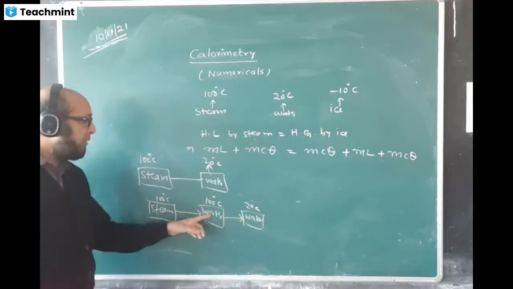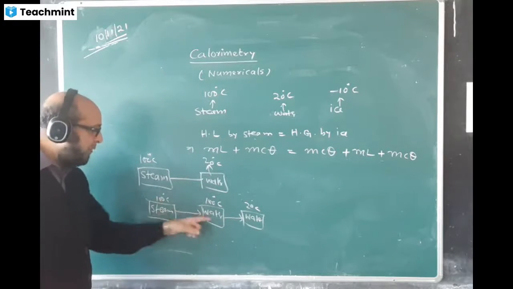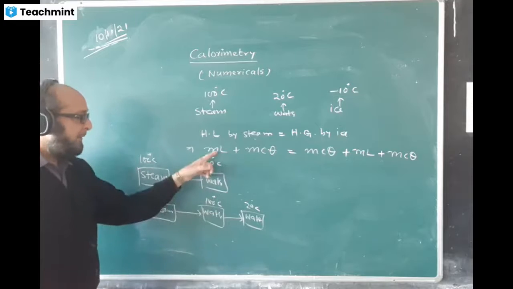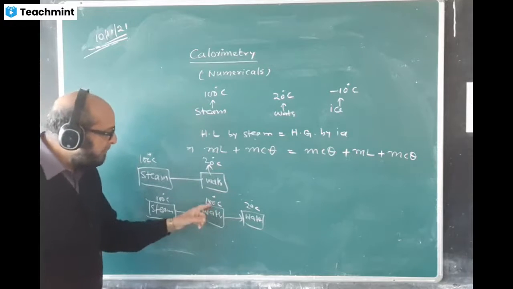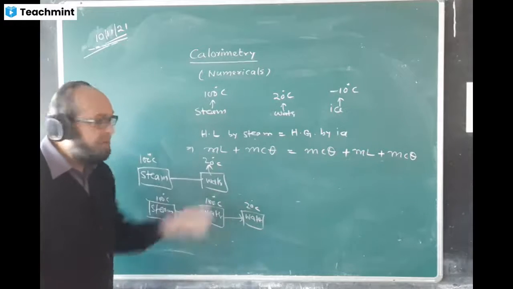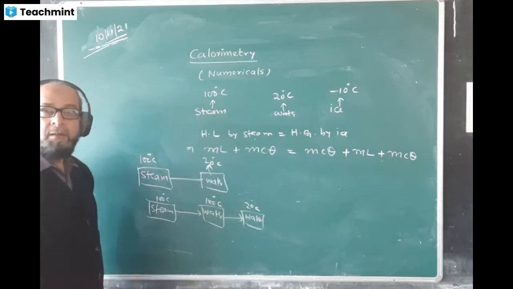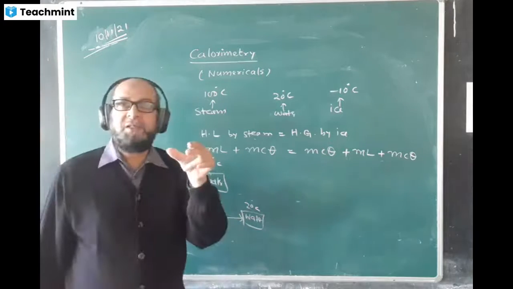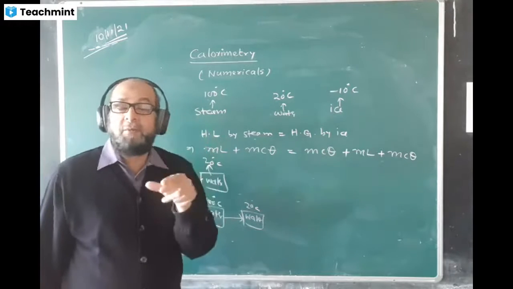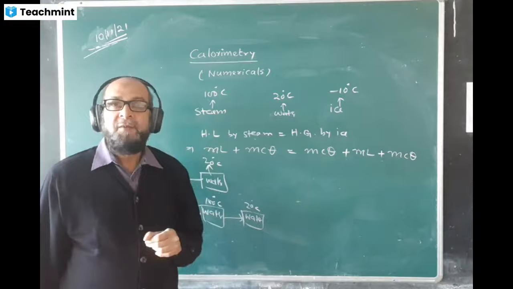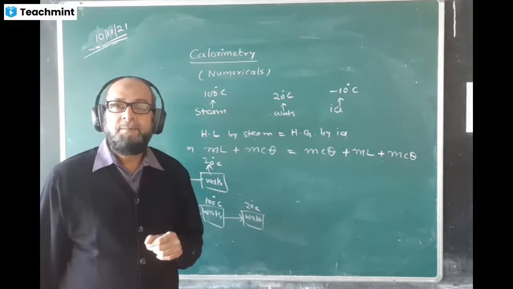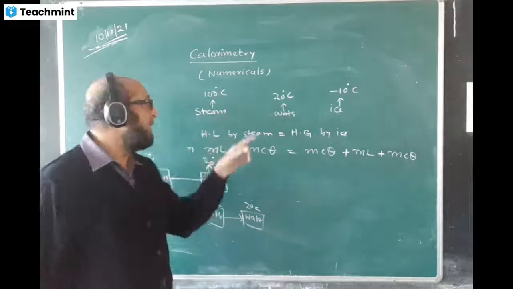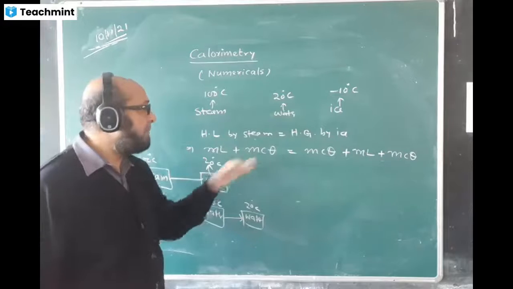For this part, which formula do you use? ML, because the steam at 100 becomes water at 100. And the temperature of water is decreasing from 100 to 20, so MC theta. Or you can think mentally: steam at 100 degrees Celsius first changes into water at 100 degrees. First you change this state. And now the temperature of water is changing to 20, so plus MC theta.